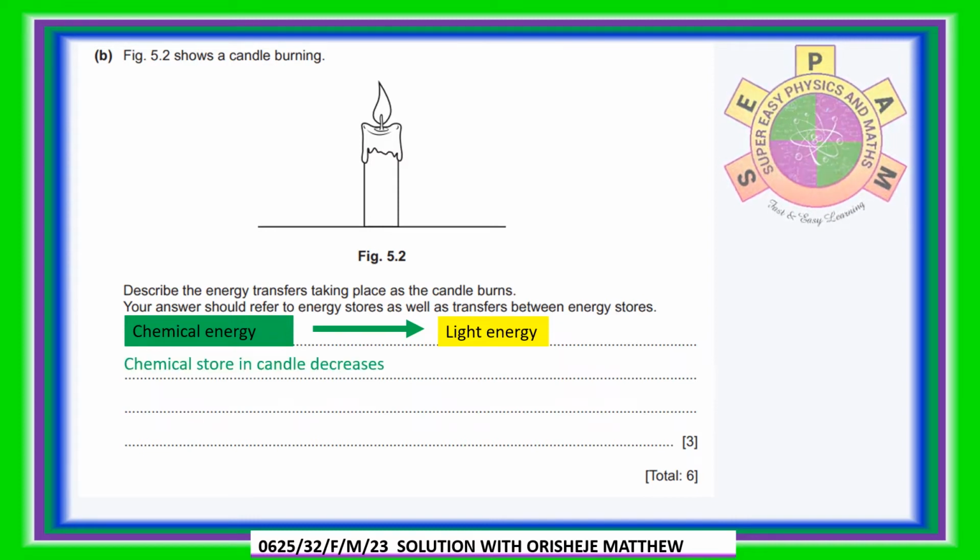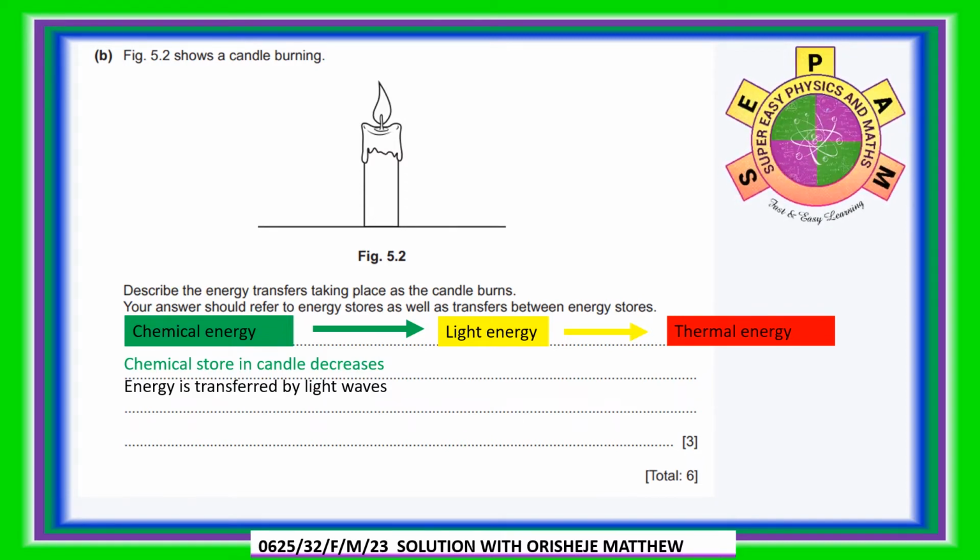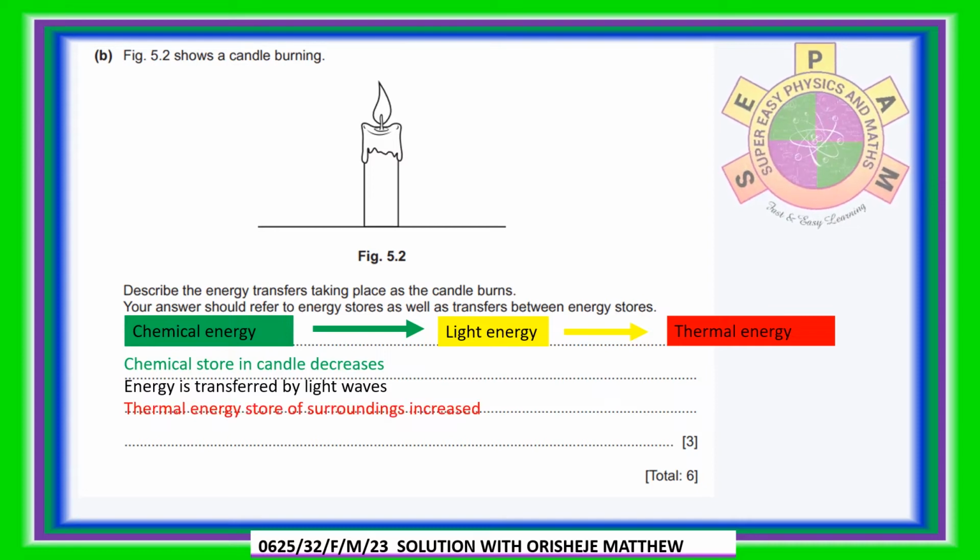So we have chemical energy stored in the candle decreases because as it burns, it is converted to light energy. And the longer the candle burns, the hotter it gets, and the heat is used to produce thermal energy. Then the energy is transferred by light wave, and the thermal energy stored in the surroundings increases. So these are just the three basic things that are happening here.